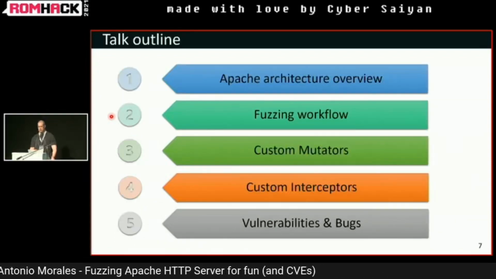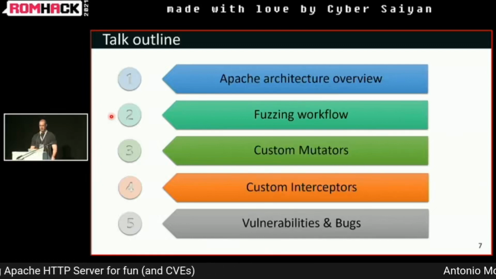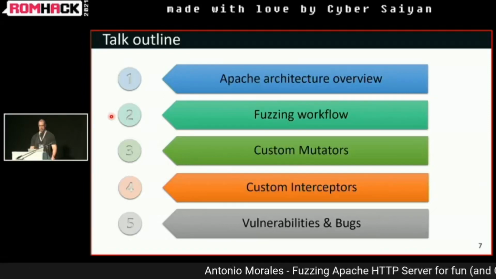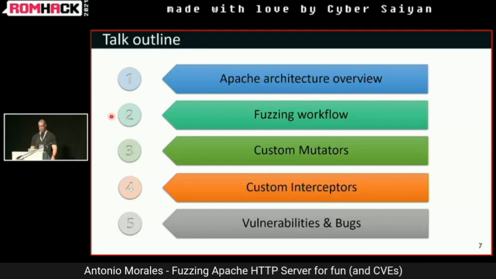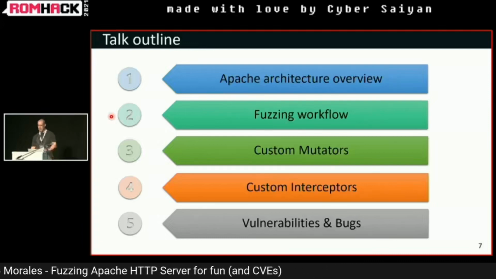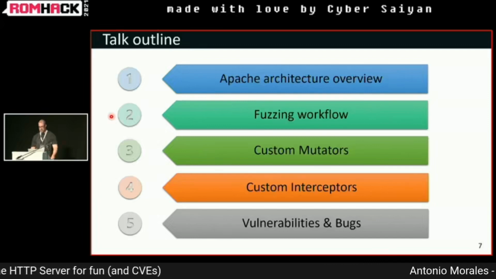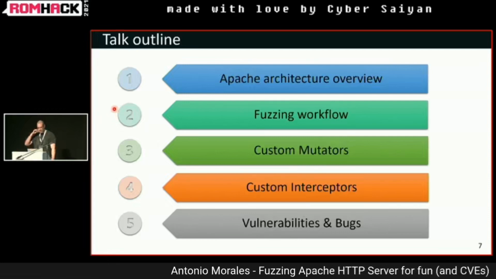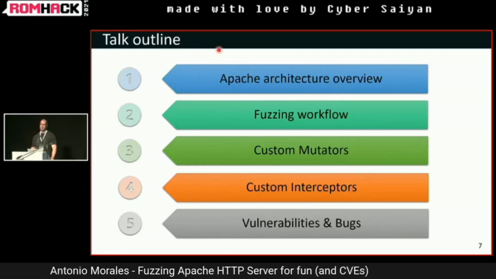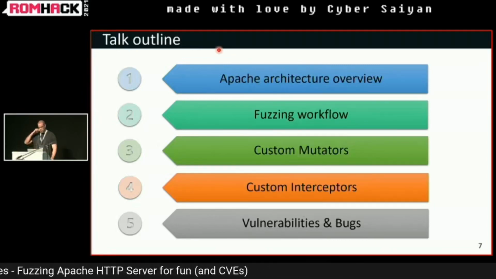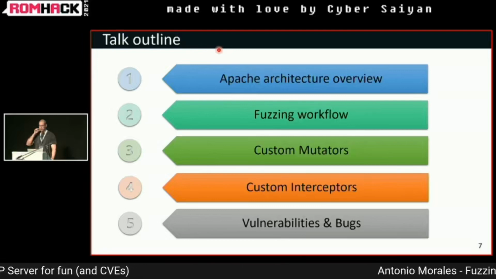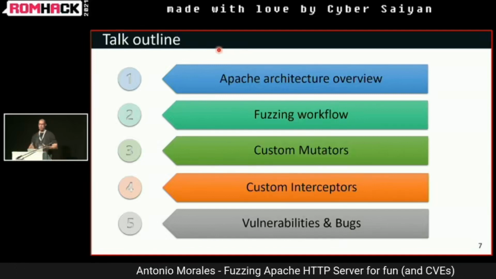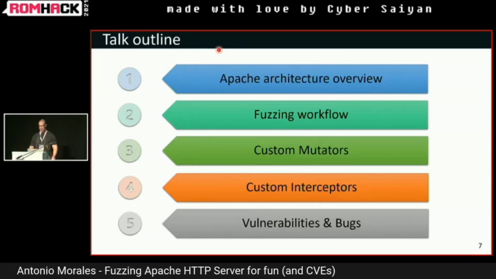Okay, so the agenda for today has these 5 points. In the first one, I will show you a brief introduction about the Apache architecture. In the second one, a summary of my fuzzing workflow. Then I will go over some of the custom mutators that I have built and why I have built them. After that, I'm going to explain some of the custom interceptors that I have created. And in the last point, I will show you some of the vulnerabilities and bugs that I have discovered.